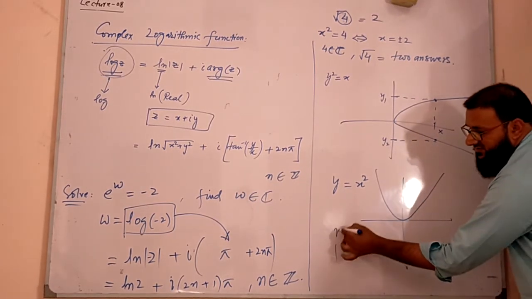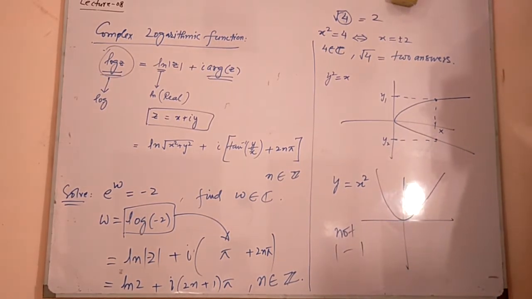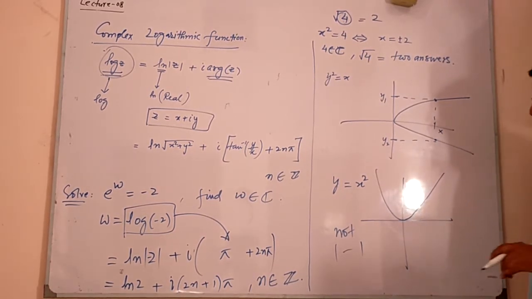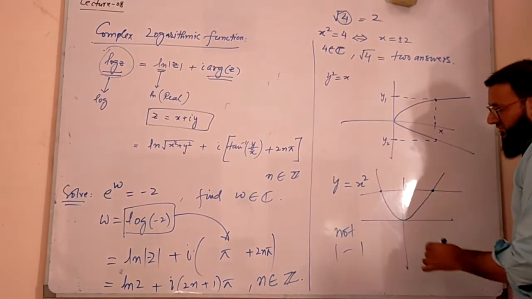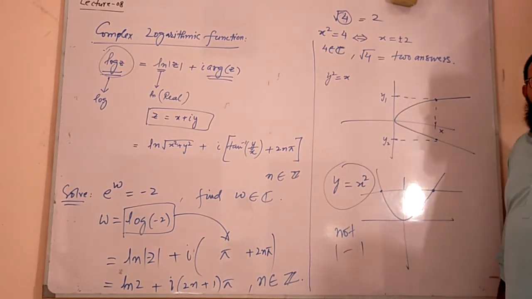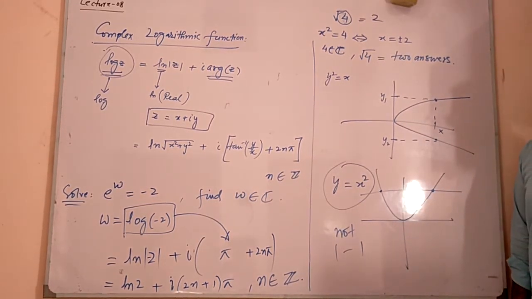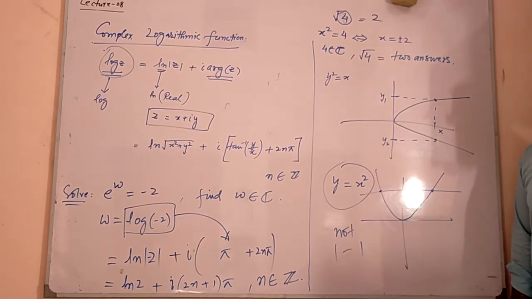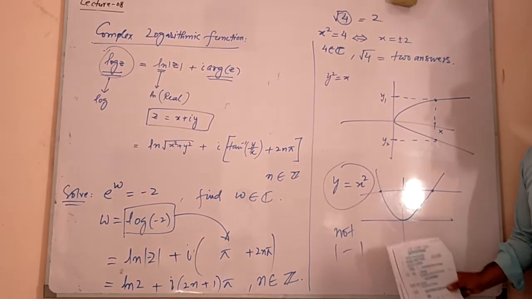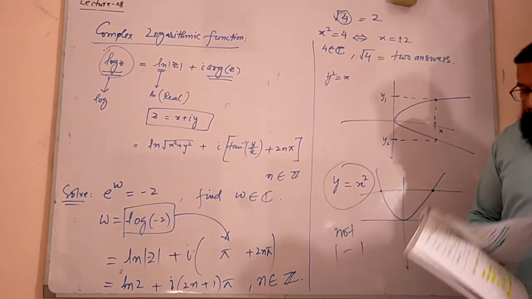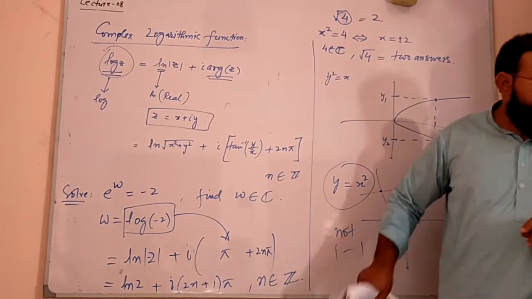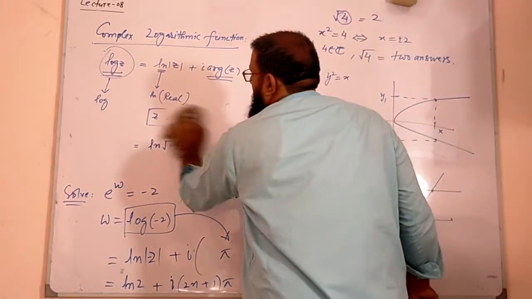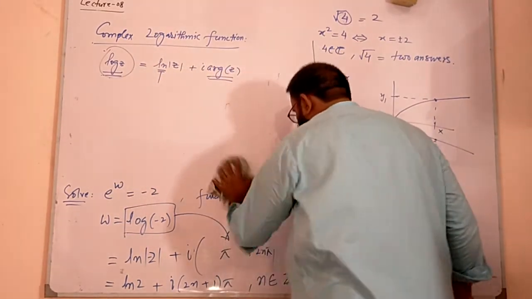But this function is not 1 to 1. Is it 1 to 1? No. Not 1 to 1. Because of the horizontal line test, it cuts at 2 points. So we can say that this function is not bijective. So there exists no inverse for this function. The inverse of this function does not exist. So similar is the case in complex analysis. I am going to continue this and let us see what is the difference.